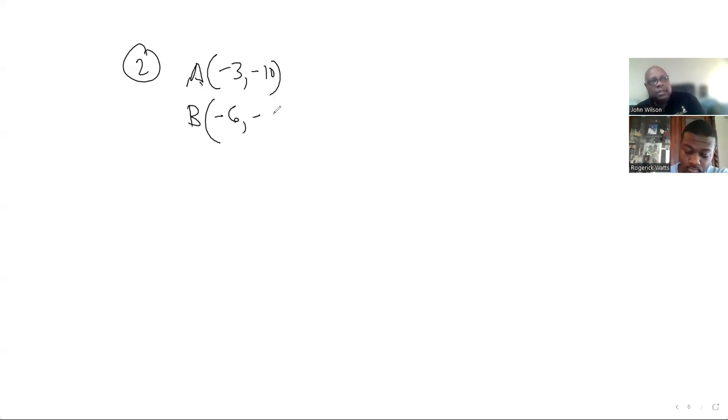Then they could do, you might review things like this. This is problem number 2. Let's say that point A is (-3, -10) and point B is (-6, -8). I put a lot of negatives on purpose. The question is, what is the equation of the line?